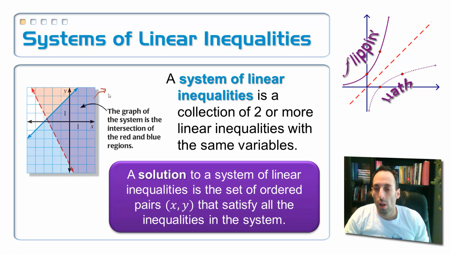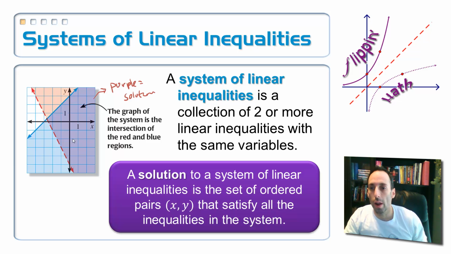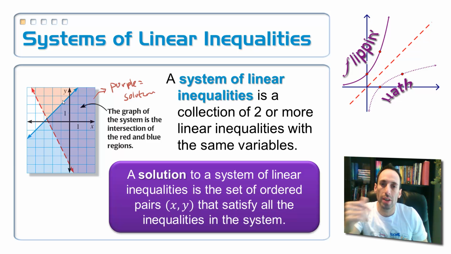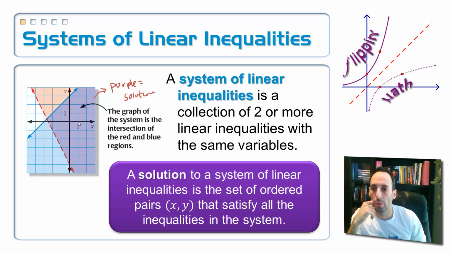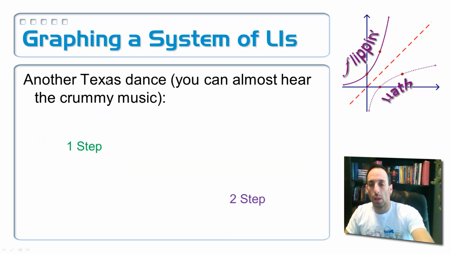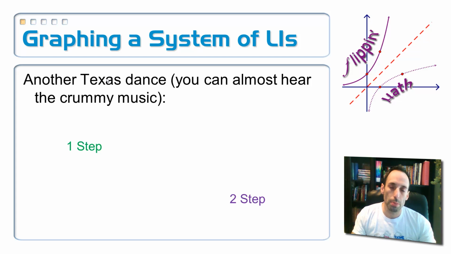So whenever I go to write my solution, I might even just say the purple is the solution. So if I pick any point on there, it would satisfy both equations. For example, this point at 1, 0 would be one of infinitely many solutions to that system of linear inequalities. Okay?